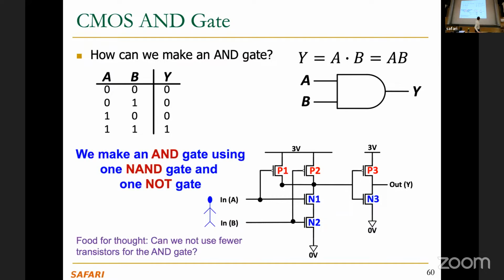That's, I guess, some food for thought. Can we not use fewer transistors for the AND gate? Unfortunately, based on what I said, no. You need to use 6 transistors. Whereas you could come up with a structure where you use 4 transistors, but I will guarantee you that it doesn't work given the analog properties that we have for PMOS and NMOS transistors.